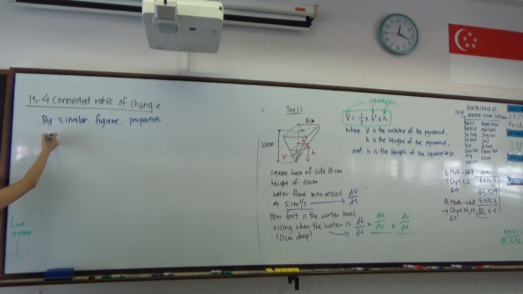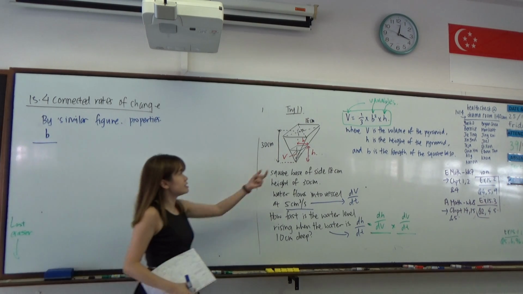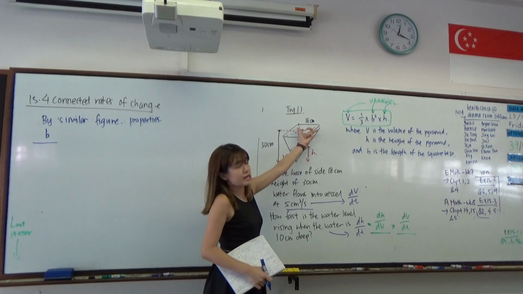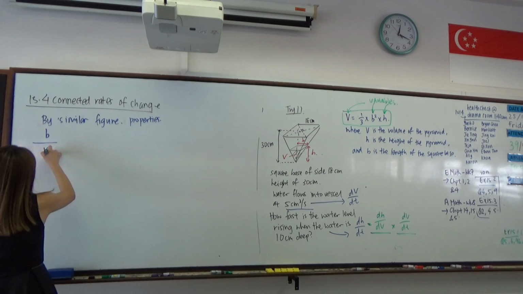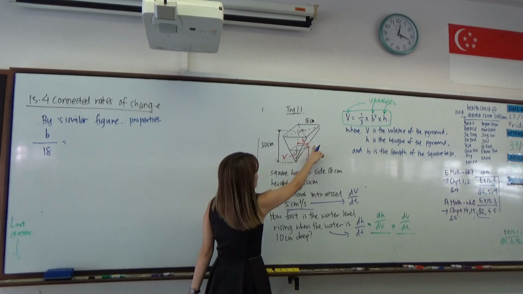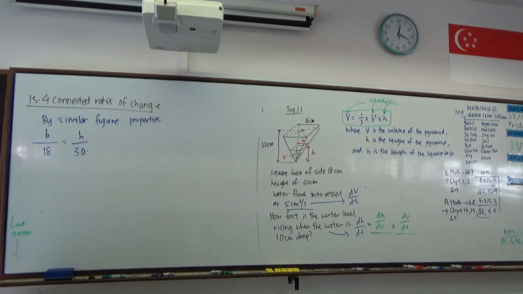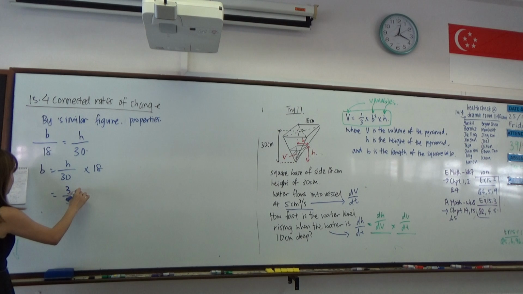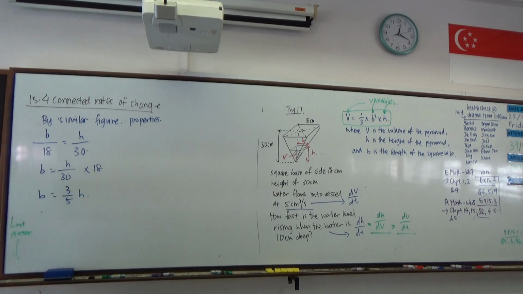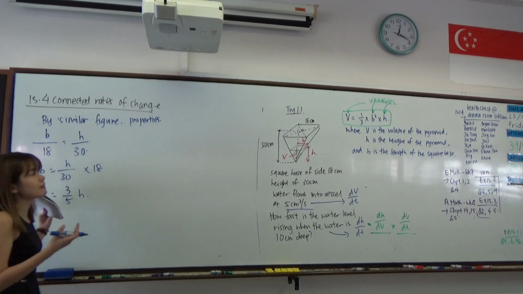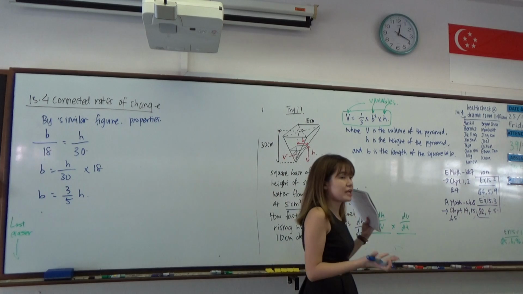Okay, the ratio of B, this is the side, right? This is also a side. B over 18 will be equal to H over 30. So this means that B is equal to H over 30 times 18, which simplifies to become 3 over 5H. So we found our substitution, whereby I can change my B into something in terms of H.